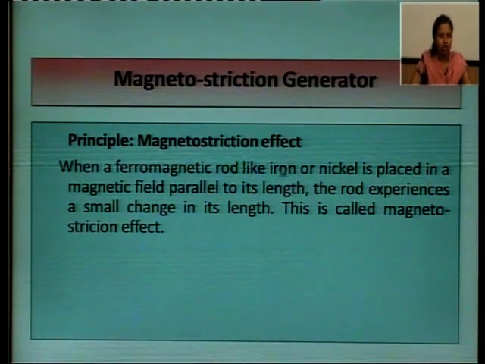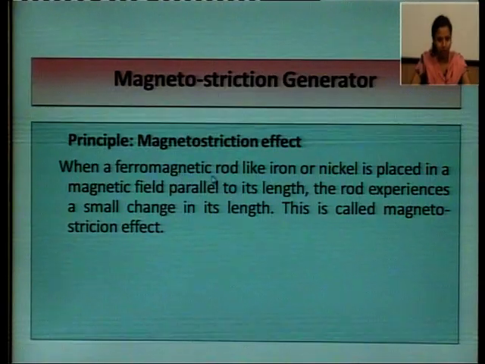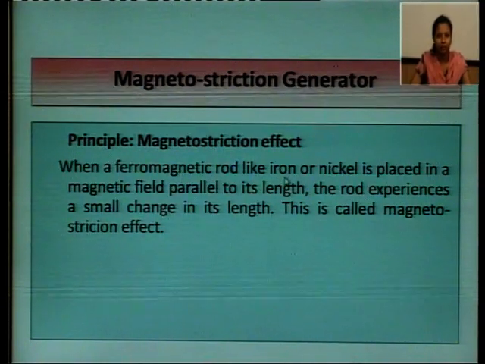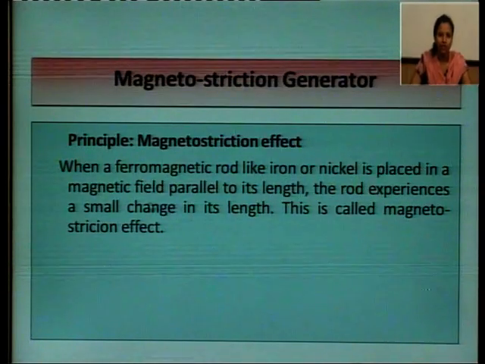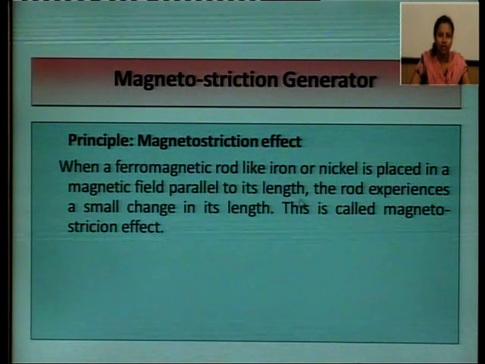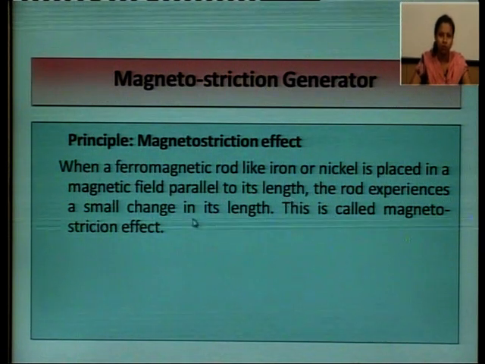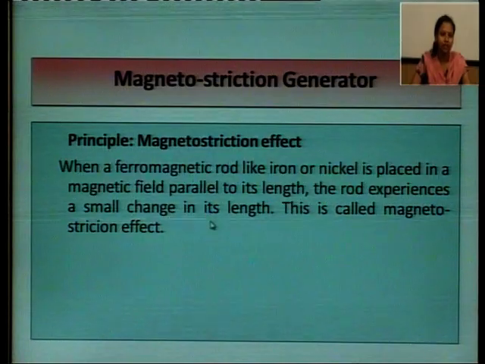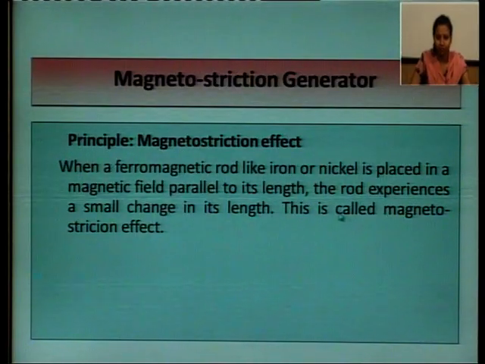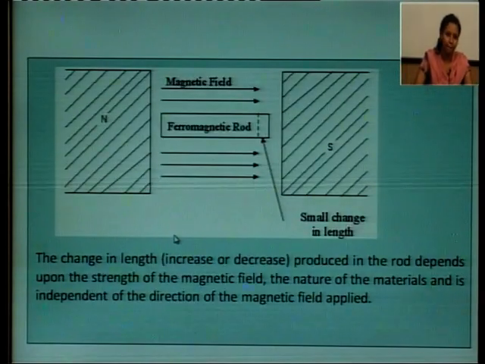So the rod should be ferromagnetic in nature, like iron or nickel. If it is placed in a magnetic field which is parallel to its length, then the rod experiences a small change in its length. This is called the magnetostriction effect. Because of the magnet its length is changing, so this is called the magnetostriction effect.